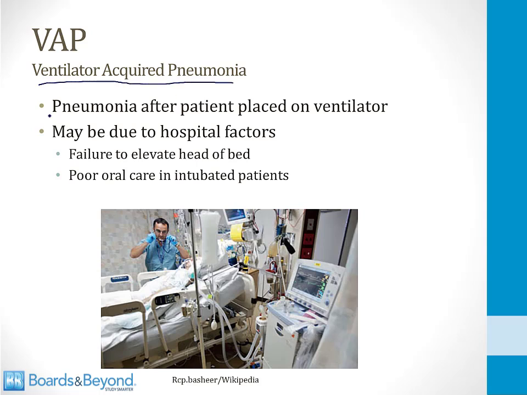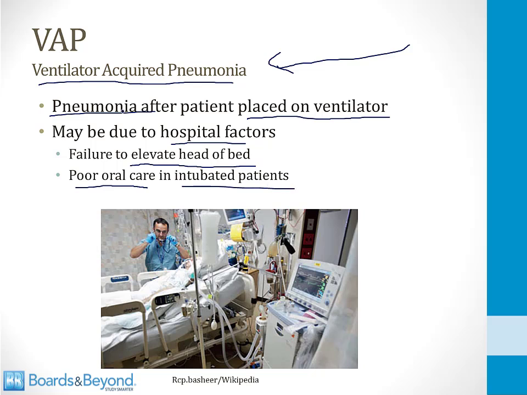Ventilator-acquired pneumonia is pneumonia that occurs after a patient is placed on the ventilator. So, for example, if you place a patient on mechanical ventilation for heart failure and 2 days later they develop pneumonia, that's called ventilator-acquired pneumonia. And this can be influenced by hospital factors. For example, if you don't elevate the bed properly or if you provide poor oral care to intubated patients, this can lead to high rates of ventilator-acquired pneumonia, and that's why it can be used as a quality metric.